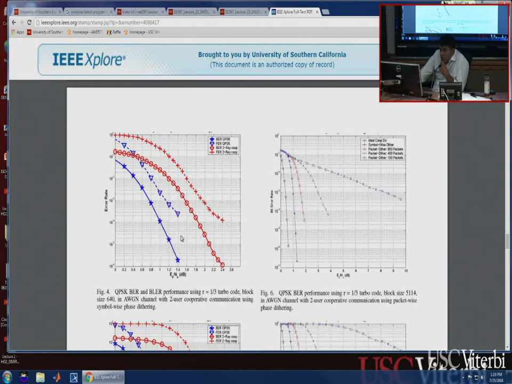This is showing the performance with phase dithering as opposed to idealized cooperative, which would be this one.